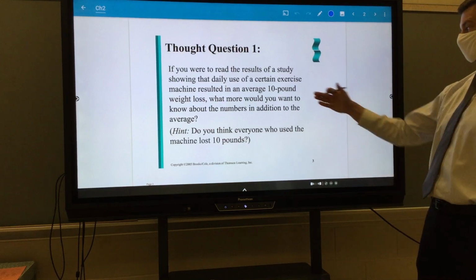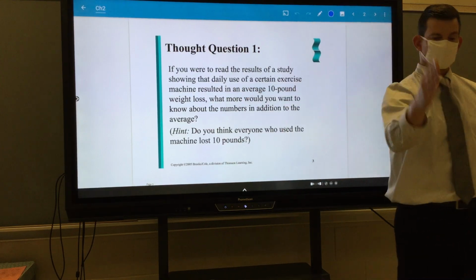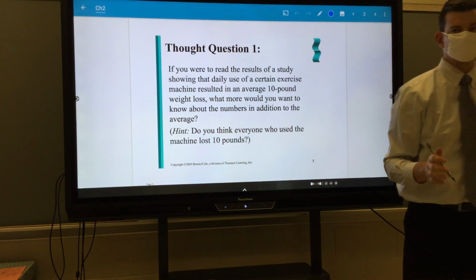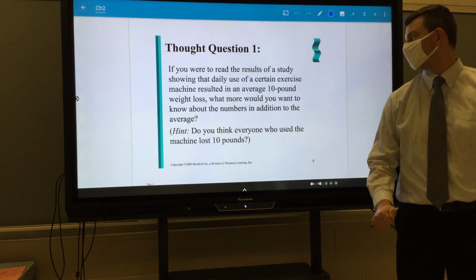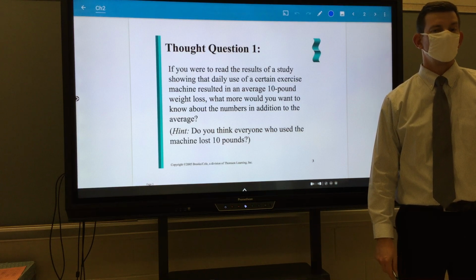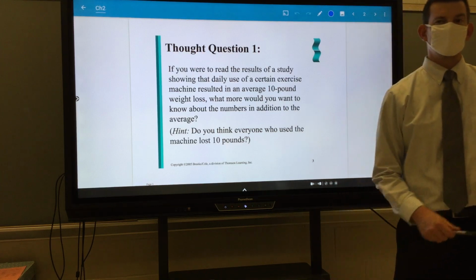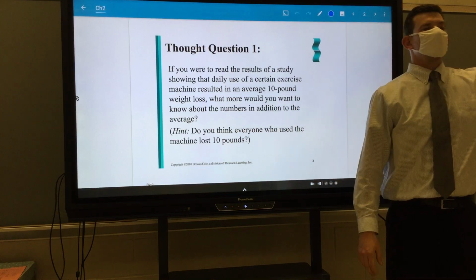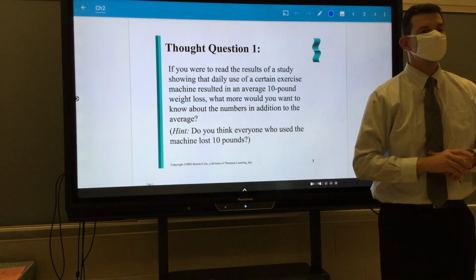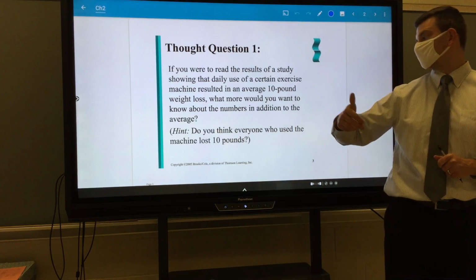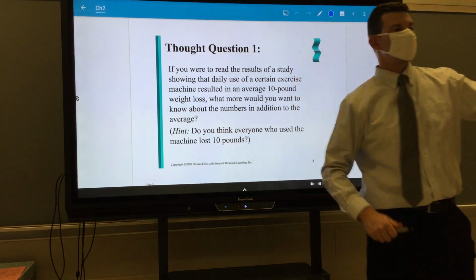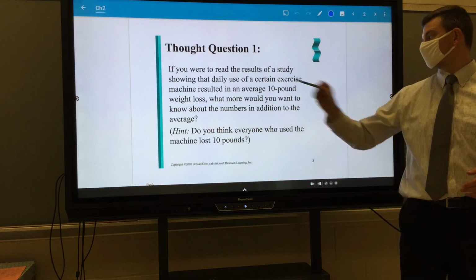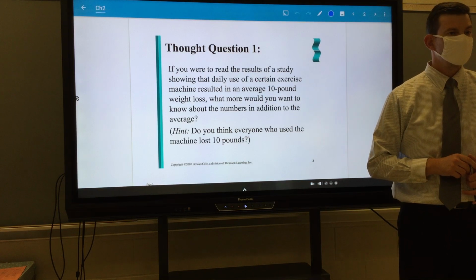We could have this group of 5 people, each lost 10 pounds. That gives you an average of 10-pound weight loss. Or maybe the first person loses 10, another person loses 20, but a different person loses 0 pounds, another person loses 30 pounds, and another person gains 10 pounds. That averages out to a 10-pound weight loss as well.